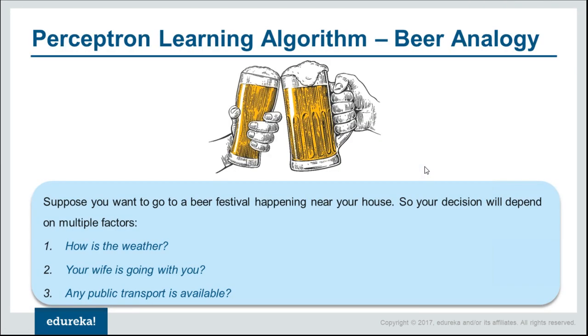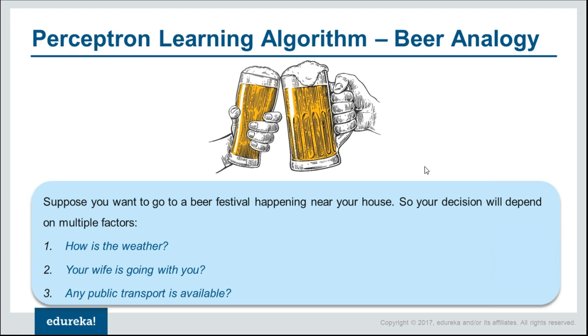We are going to see this particular case: suppose you want to go to a beer festival that is happening near your house. Your decision will depend on multiple factors. Now you have to decide whether you want to go to this beer festival or not. Number one, how is the weather outside, whether the weather is good or bad. And second is whether your wife is going with you or not. Let's say during the time the beer festival is happening, your wife is also accompanying you, and then you have to think whether you want to go in that case or not.